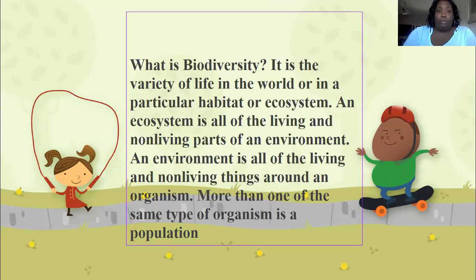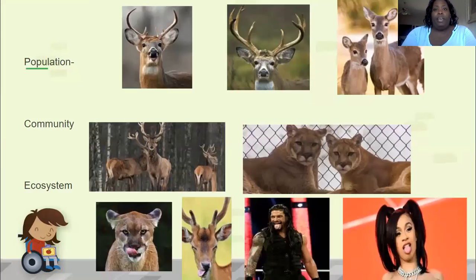So here's an example. We have deer. This one deer is an organism. This one deer is an organism. And these deer are organisms. So more than one of the same type of organism is a population. When you have one human, that human is an organism. But when you have more than one human, you have a population of humans.